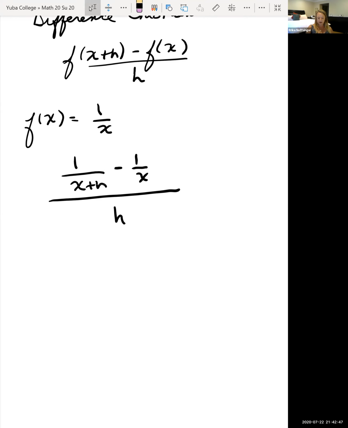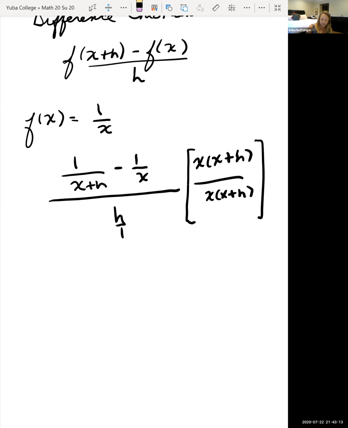This is a complex fraction. We want to get rid of the complex fraction. A couple ways we can do that. One way is we can multiply by this fancy 1. The 1 is the least common denominator of the fractions within. You can think of this as over 1 if you want. And so our LCD would be x times x plus h. So we're multiplying this by 1.